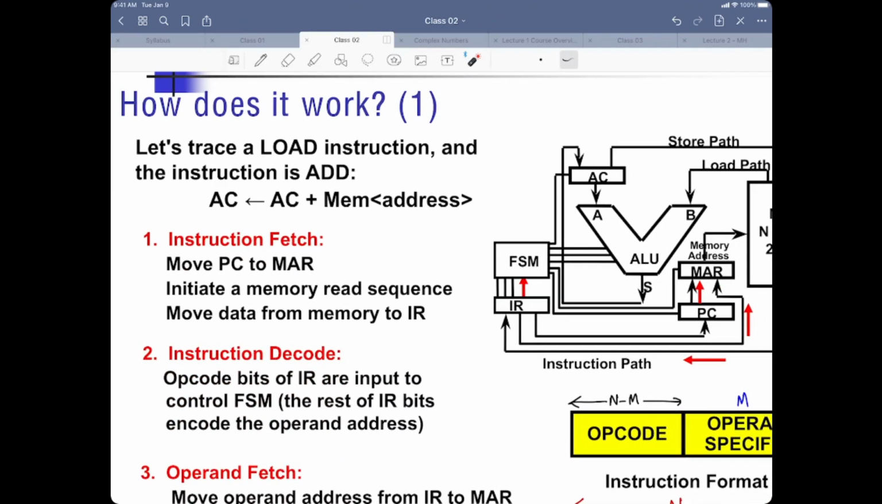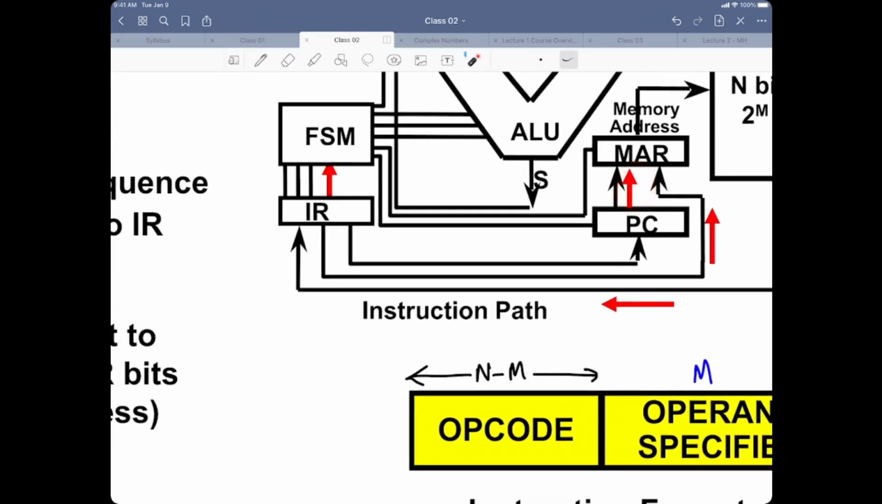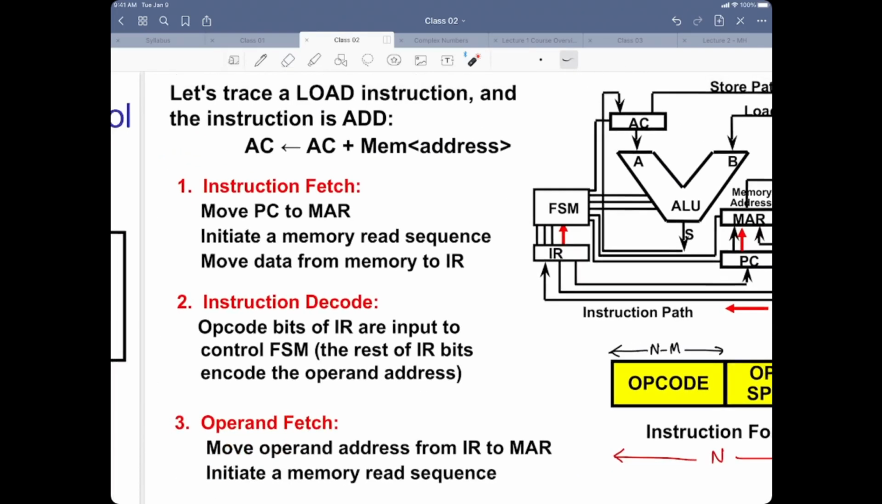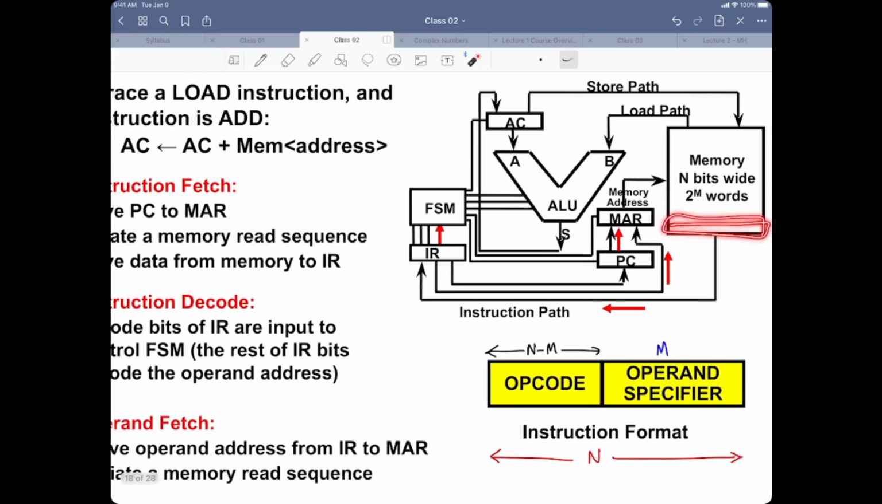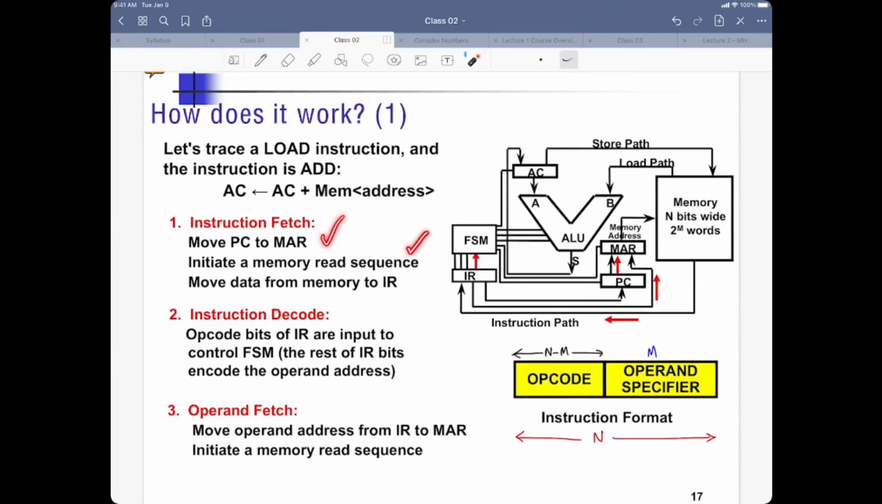Step 1, 2, 3, 4, 5. It's going to be the same. First, instruction fetch. How is it going to start? PC gets loaded into MAR. Red line, red arrow there. Next, initiate a memory read sequence. When you analyze MAR, read that address so that you have the contents read into MBR. Once you have the contents read into MBR, they move into IR. So you see, those three things are part of step number 1, instruction fetch.